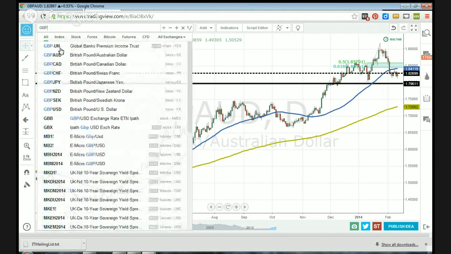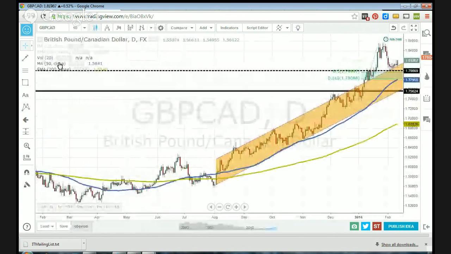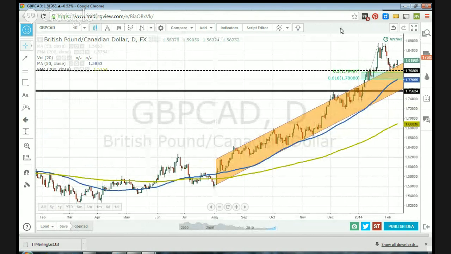Pound Canada. Okay, pound Canada rallied. So this one is similar to Euro Canada. There was that price channel breakout of it, test of it. But still, though, I really would like for it to fall a bit more. So pound Canada looks like it's not falling. Euro Canada is falling. But we'll see.